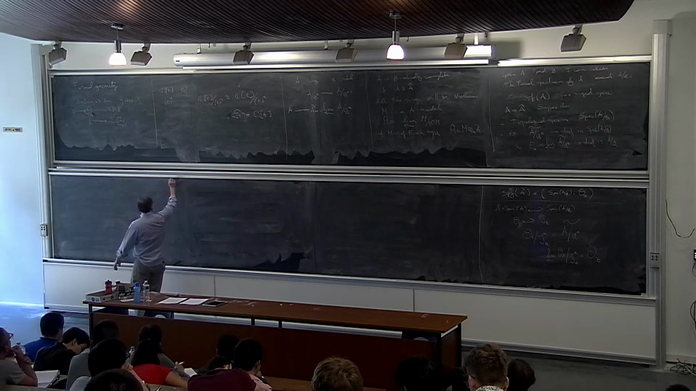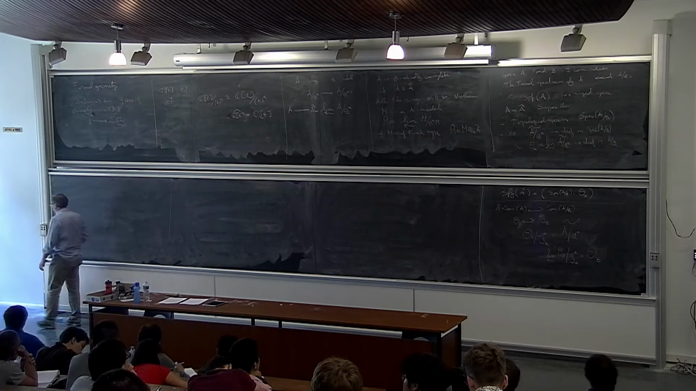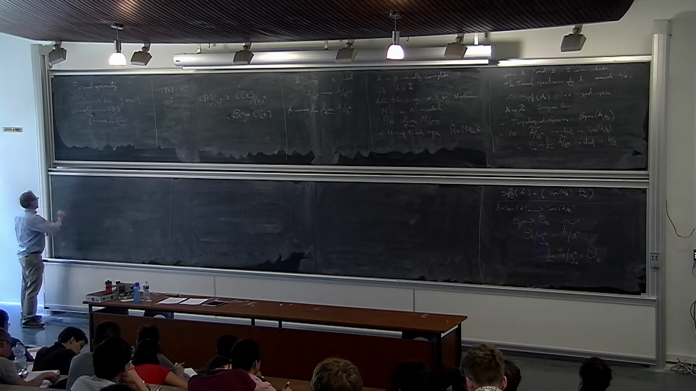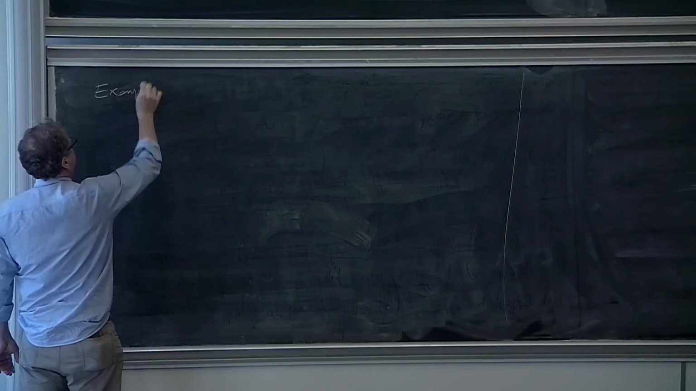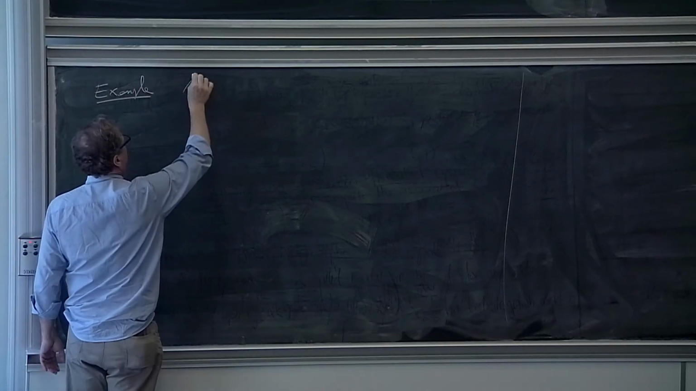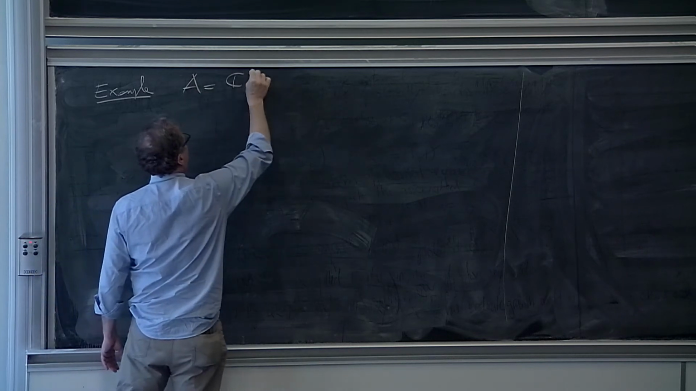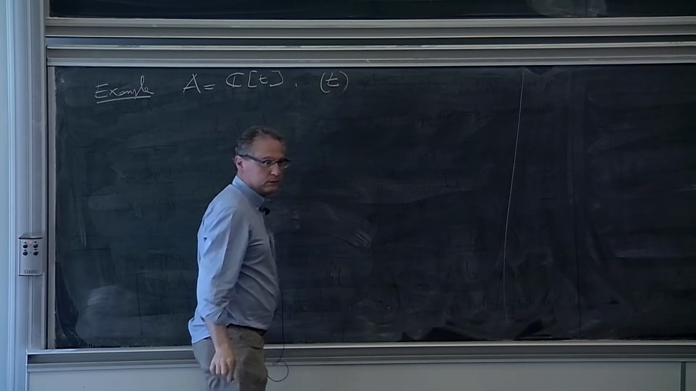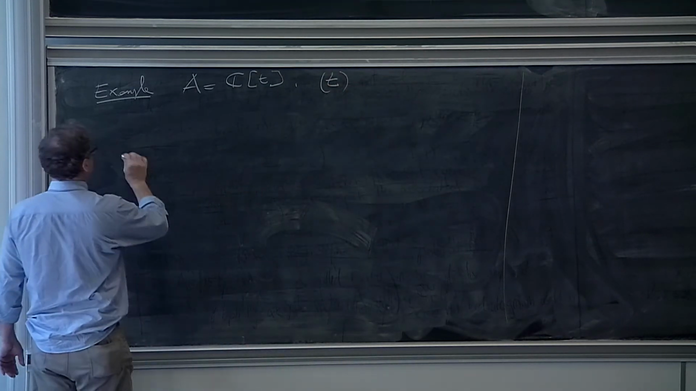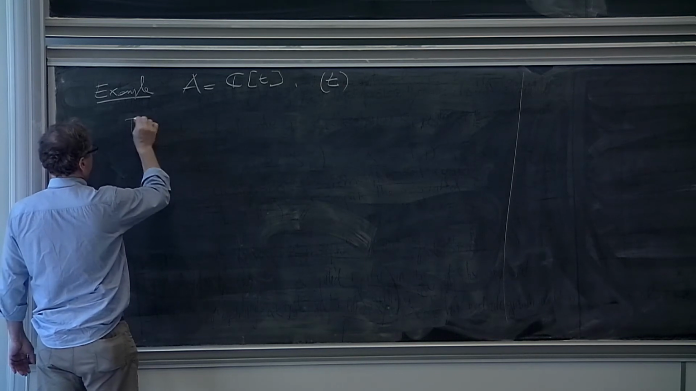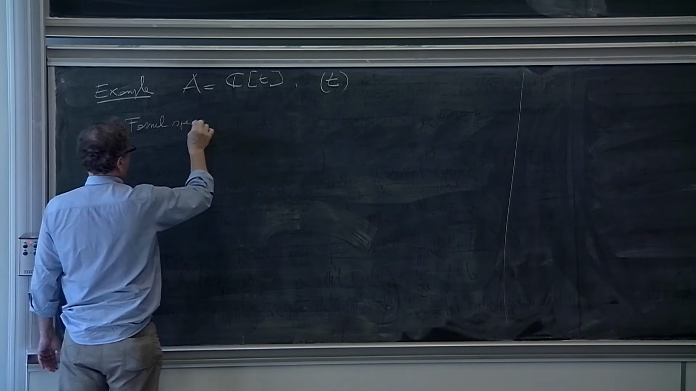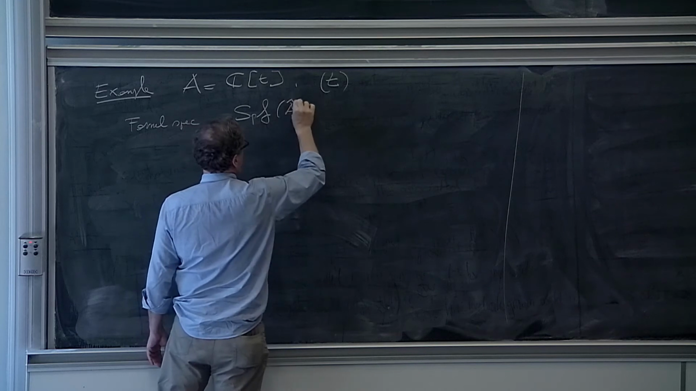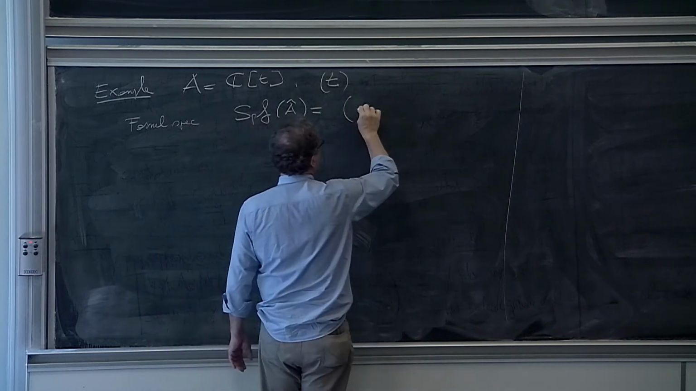Remark, example. Take A to be C[T], and as ideal (T). And the formal spectrum of this is a point.